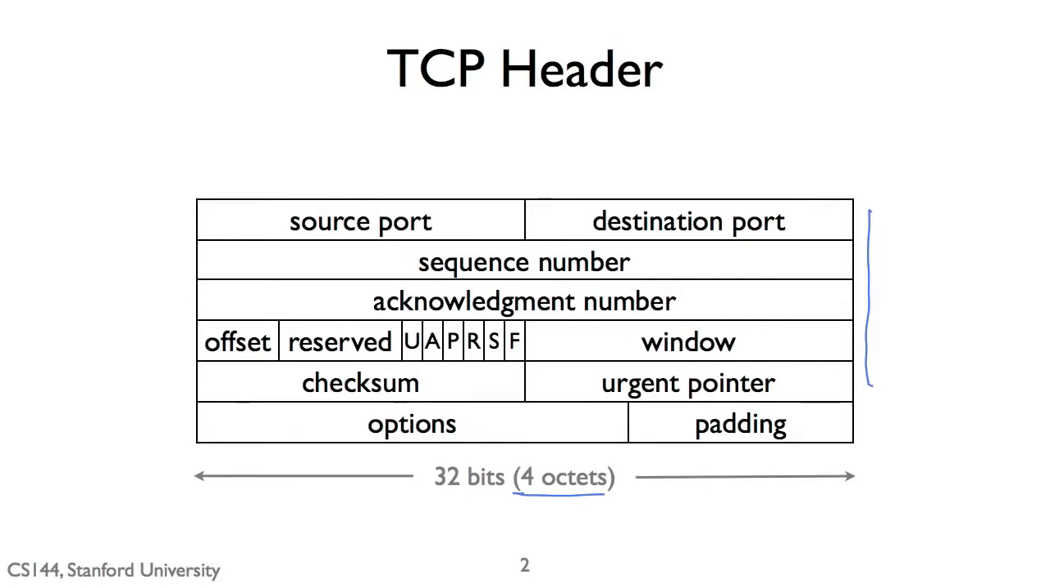So the first two fields in TCP are the source port and destination port. Each of these is 16 bits or 2 octets. So when we talk about connecting to the web port, port 80, that's the destination port, say, of 80.